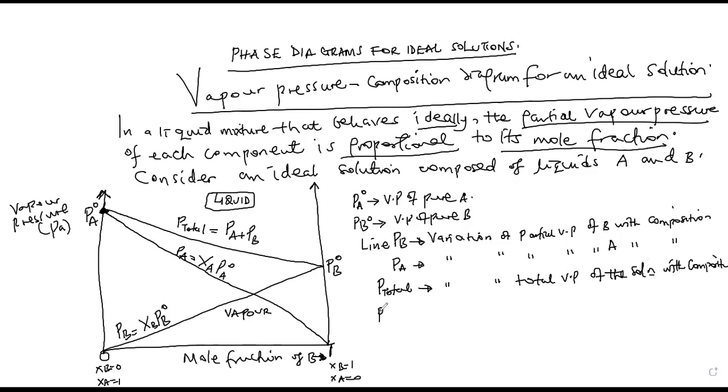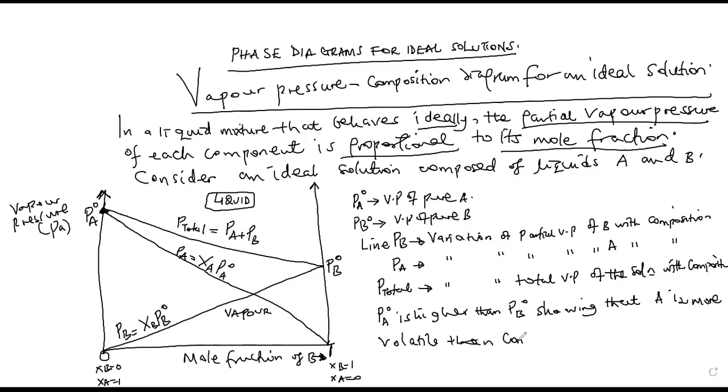Now, another thing which you should note from the diagram is that PA is higher than PB. You can see, if you had plotted values, this is higher than this, simply showing that component A is more volatile than component B. It escapes to the vapor phase more easily than component B. So that is basically the interpretation of the graph.